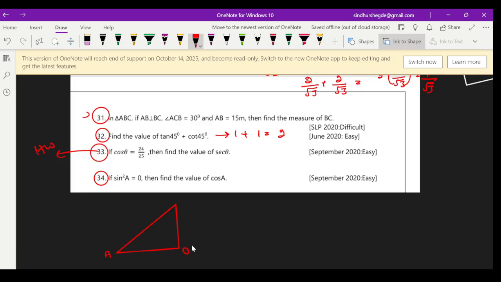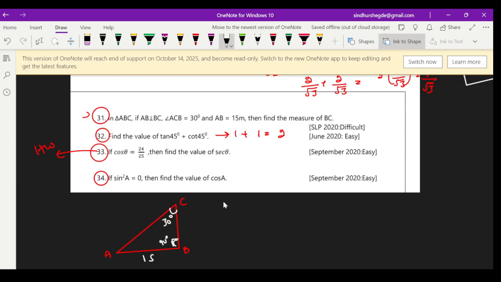AB is perpendicular to BC. Let's give the names randomly. Angle ACB is 30 degrees. AB is perpendicular to BC, that means this is 90 degrees. So AB is equal to 15 meters, as they have given. Find the value of BC.